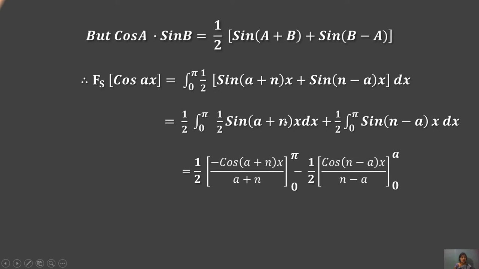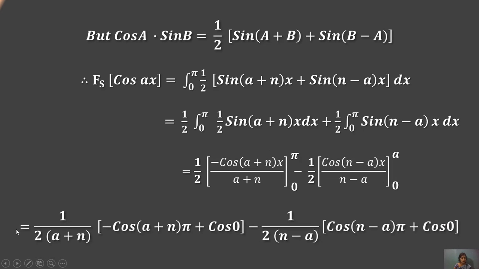That first condition will be given, that is the half of minus cos(a plus n)x upon a plus n, same as minus of 1 by 2 cos(n minus a)x upon n minus a, with the limits 0 to pi, and first will be given to the form. Okay, means how to solve this equation?